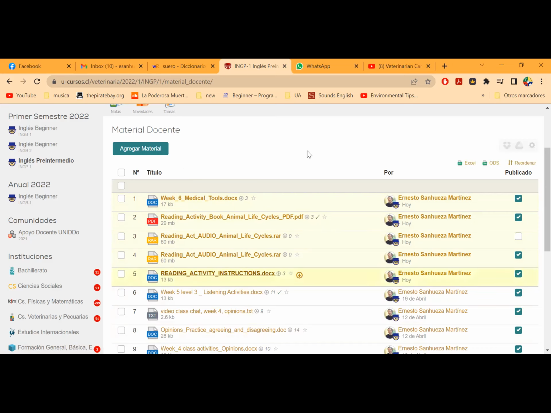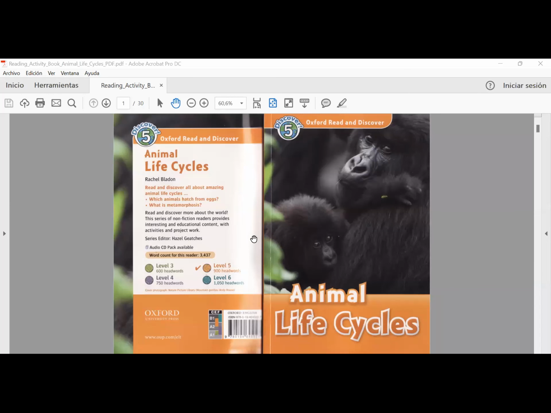A ver. This is a book that you're going to read and listen. The name is Animal Life Cycles, and it's a special book for students of English. It's not very difficult. It's a simple book, okay? And it's about animal life cycles, so the topic is connected to your career, to your area. Let me show you the book very quickly.